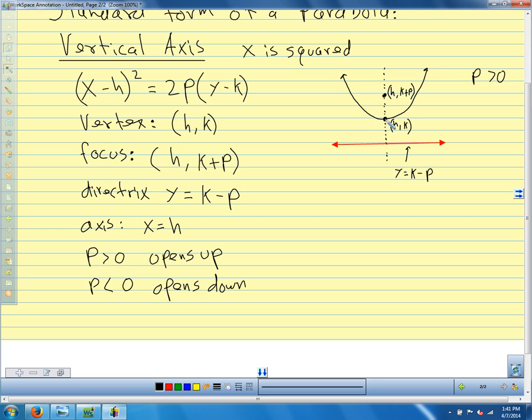And each of these distances, from the vertex to the directrix is p units, and from the vertex to the focus is p units. So the vertex is right in between, right at the midpoint between the focus and this point on the directrix. So basically p is telling us how to get to the focus and the directrix from the vertex. And if our parabola opens down, we just get a mirror image of this picture. p less than 0, same idea.